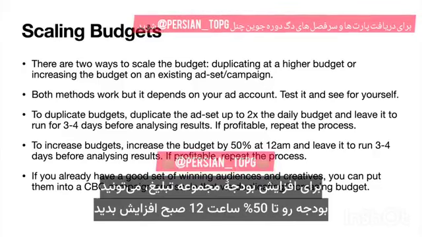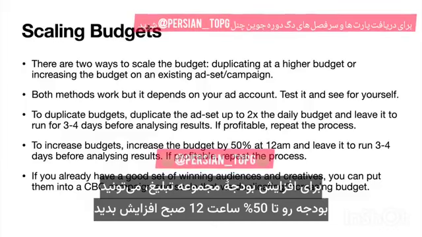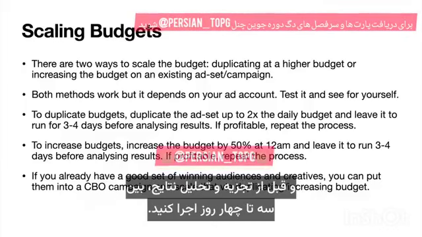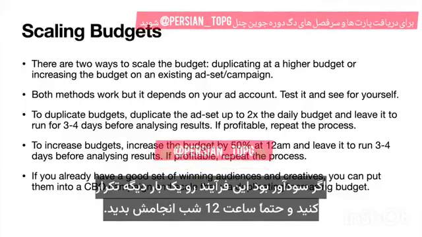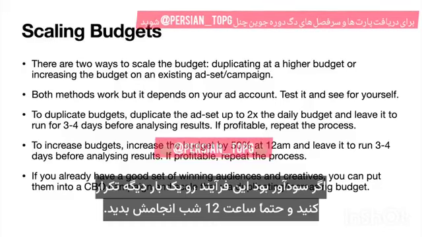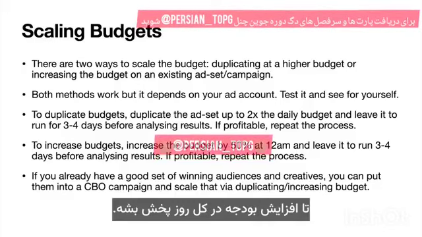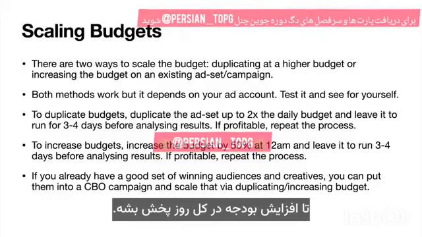Next, to increase budgets on an ad set, you can increase the budget by up to 50% at 12 a.m. and leave it to run for between 3 to 4 days before analyzing results. If it's profitable, once again, just repeat the process. It's good to do this at 12 a.m. so the budget increase can be spread out throughout the entire day.